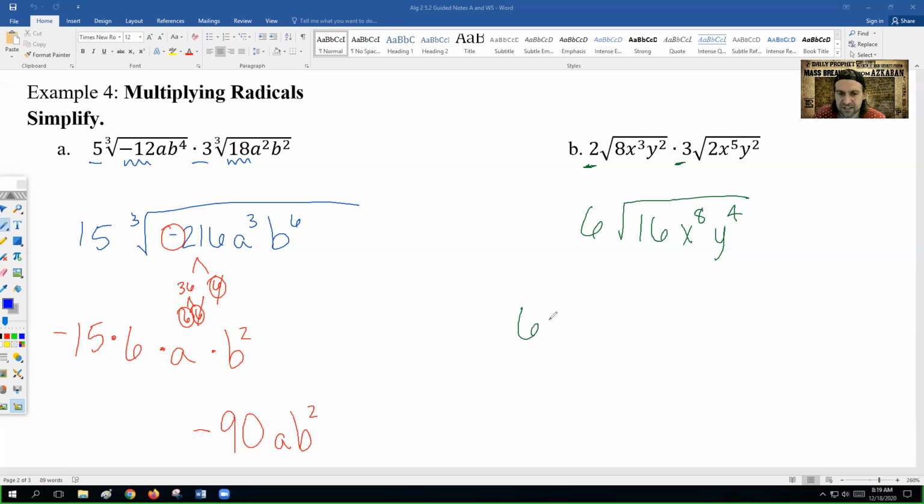All right, the square root of 16 is 4. X to the 8th, the square root of that is x to the 4th, and the square root of y to the 4th is y squared. We just multiply now the 6 and 4 together. That is what? 24 x to the 4th y squared. Looking good.